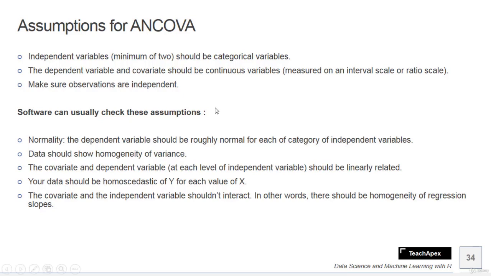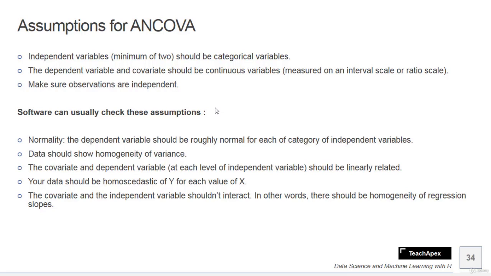Software can usually check these assumptions, such as normality. The dependent variable should be roughly normal for each category of the independent variables. The data should show homogeneity of variance. Next, the covariate and dependent variable, at each level of the independent variables, should be linearly related. Your data should also be homoscedastic, meaning the variance of y is constant for each value of x.